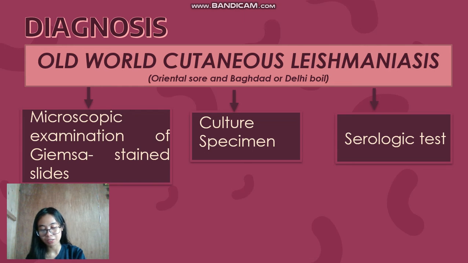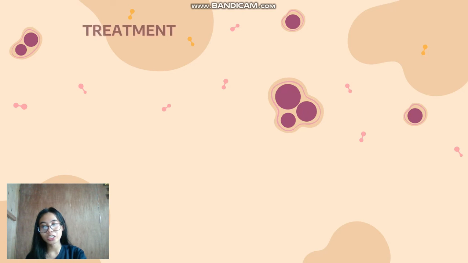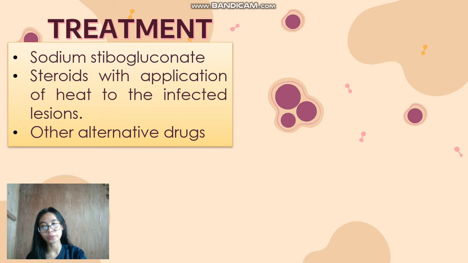Then culture specimen will show the promastigote form and the serologic test may also be available. So for treatment, the drug of choice is also sodium stibogluconate. Then steroids with application of heat to the infective lesions may be used, and other alternative drugs such as meglumine antimonite, pentamidine, and oral ketoconazole. So paromomycin ointment may be helpful in the healing of ulcers.